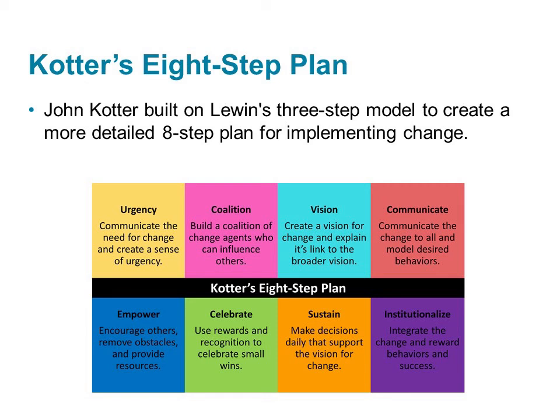Like Kurt Lewin, John Kotter was well known in the field of organizational psychology and organization development. Kotter's 8-step model is an expansion of Lewin's 3-step model. Kotter began by listing the most common mistakes managers make when trying to initiate change. He then established 8 sequential steps to overcome these problems. The image here on this slide is a summary of these 8 steps.